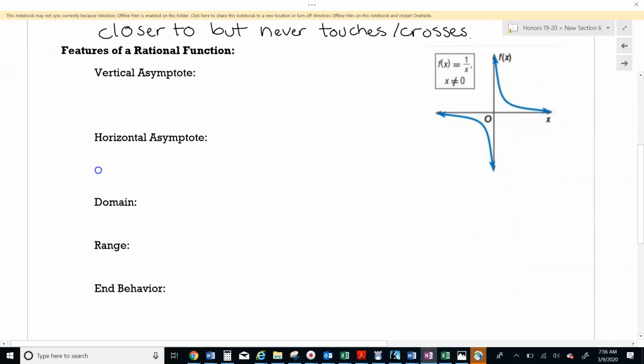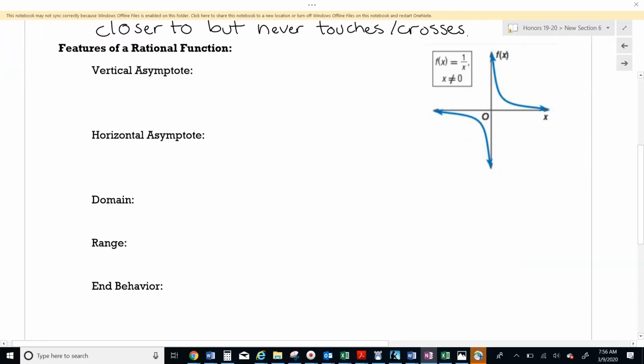So, what are features of a rational function? Our rational functions have two types of asymptotes. They have vertical asymptotes and horizontal asymptotes. So you can see here how this graph is split. If you look here, this is going to start going straight up, and this is going to start going straight down. Neither of these are ever going to actually touch or cross this line right here.